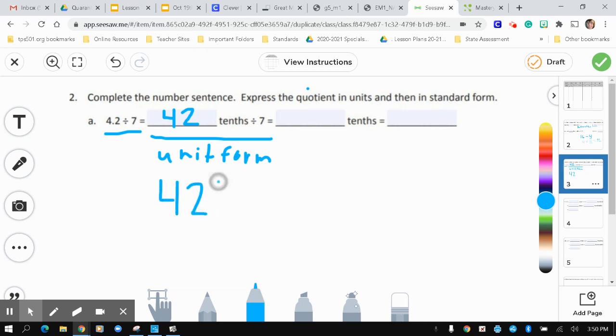I'm going to ignore tenths and just look at this basic fact, 42 divided by 7. So if we know our basic facts, 42 divided by 7 is 6. So now I have 6 tenths. That is my final answer. But they want you to write your quotient not only in unit form, but also in standard form. So 6 tenths.